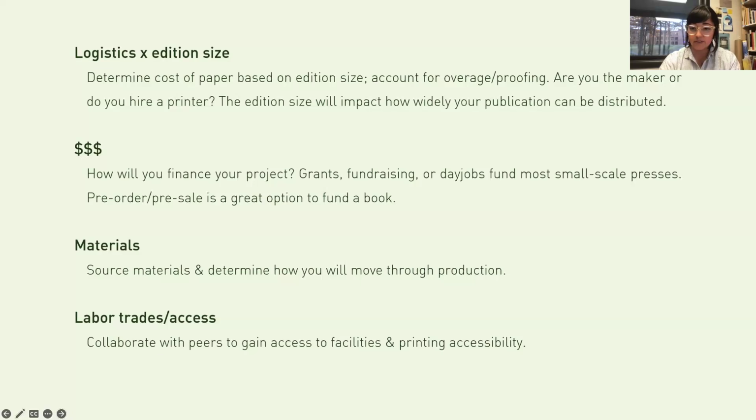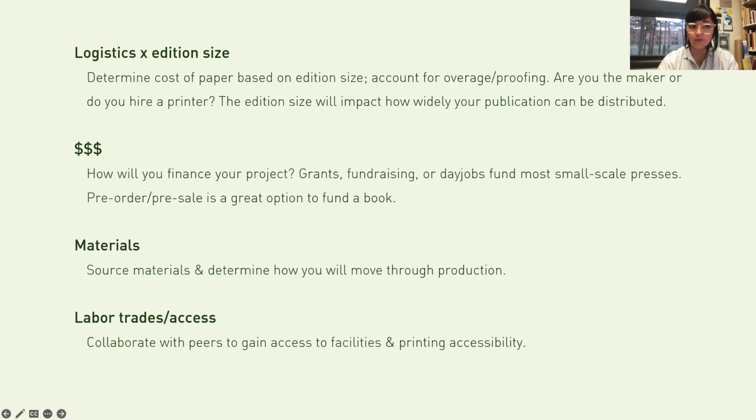Money aspect of this. I feel like this is the conversation no one ever wants to have that's really important for publishers and for artists in general. How do you finance your project? Where are you getting your money from? Grants, fundraising, or day jobs fund most small scale presses, maybe a combination of those things. And funding directly affects how widely something can distribute. And I think that isn't acknowledged enough.